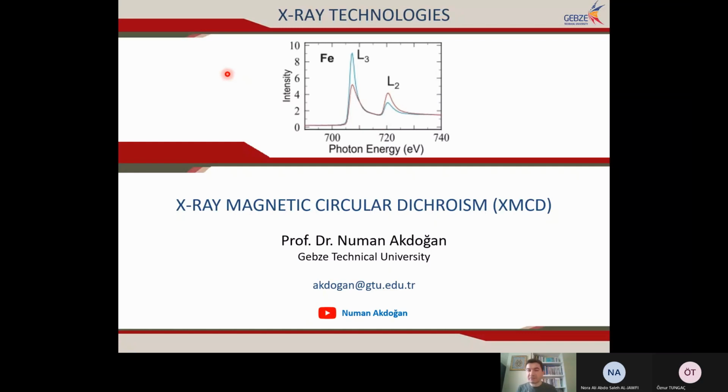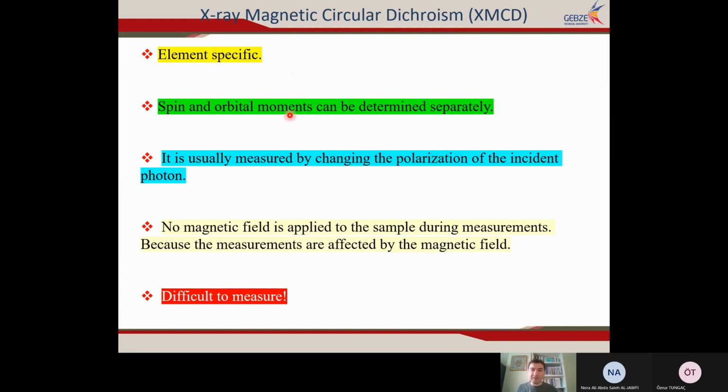X-Ray Magnetic Circular Dichroism. Short name is XMCD. During the last lecture, we have discussed X-ray resonant magnetic scattering, XRMS. If you understand the XRMS method, you can easily understand this method. So what are the advantages of this method?